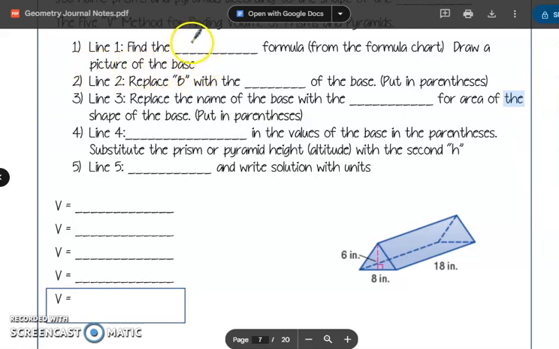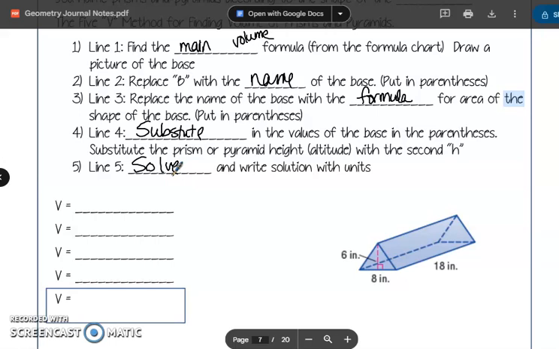Line 1 will be find the main formula. Find the volume formula. Okay, then you will replace big B, we're going to talk about that in a minute, with the name of the base. Once you name it, you're going to go back there and write the formula for area of whatever that shape is. Number 4, from here we should know the formula, substitute the numbers in, and solve. Okay? So make sure you have all of that written.